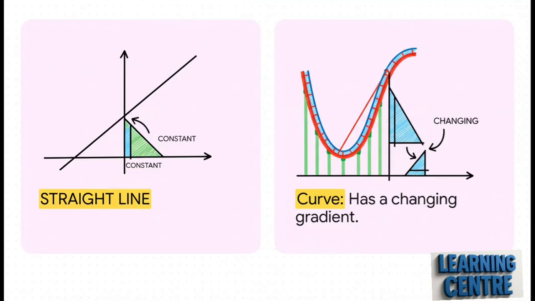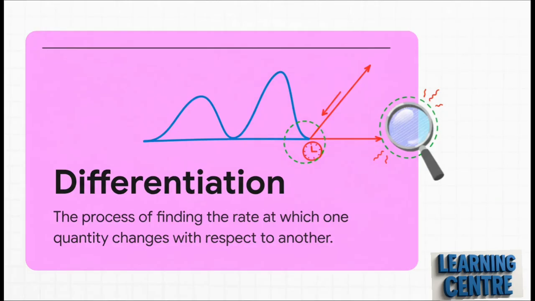So, what's the real problem we're trying to solve here? Well, for a straight line, finding the slope, or the gradient, as mathematicians like to call it, is super easy, right? It's always the same. But look at a curve. Its steepness is changing at every single point. So how in the world can you measure the slope at just one of those infinite moments? That is exactly what differentiation lets us do.